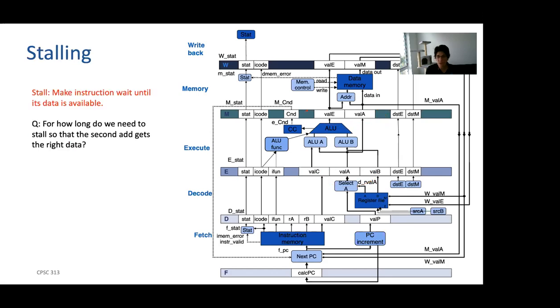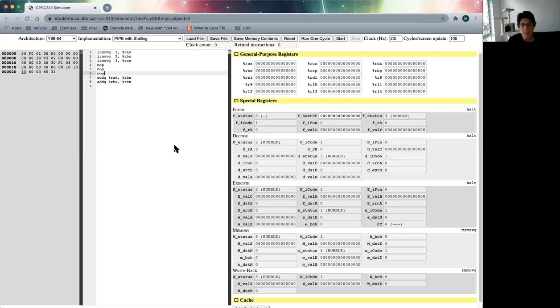The answer is yes. There are a couple of different ways. The simplest way is for the hardware to just say, well, instead of making you insert no ops, I know what the problem is, so I can just halt the processor, not completely, but I'm going to do what's called stalling it until the data gets to the right place. And your handy dandy Y86 simulator actually gives you the ability to run a pipeline that does this stalling. So let me pull that up.